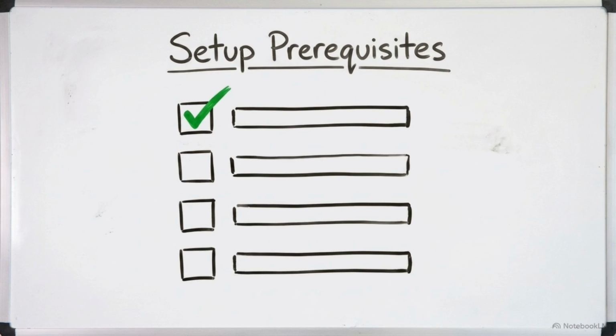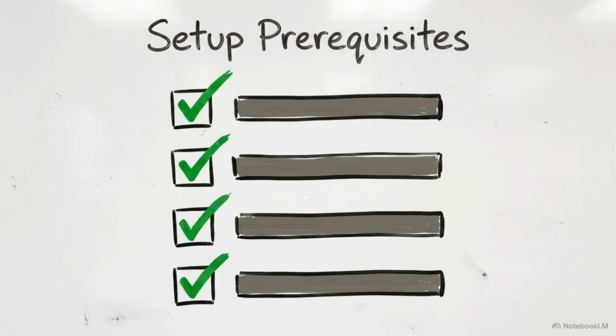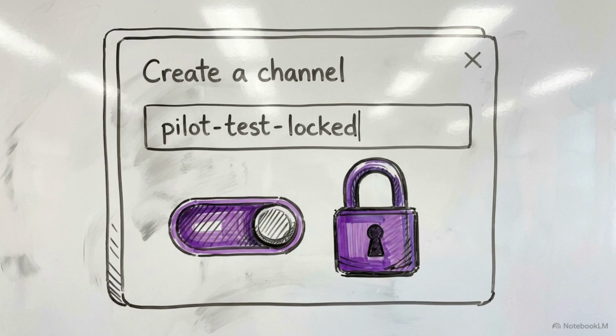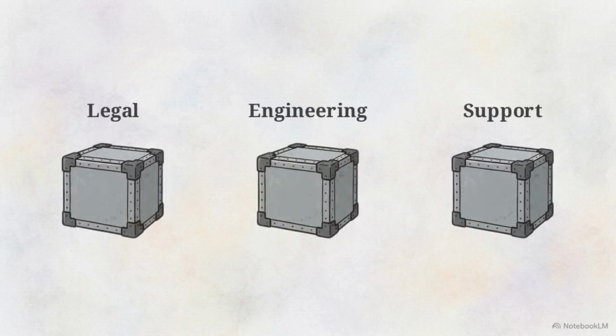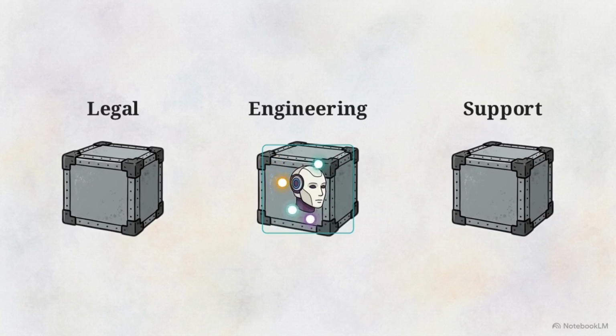Before we begin, you need 4 things in place. You must be on a Claude team or enterprise plan. You need owner status in Claude, admin rights in Slack, and dedicated service accounts for any external tools you plan to connect. We start with a private pilot channel for a very specific reason. An agent that reads every channel absorbs every conversation. A controlled test prevents context from bleeding across departments and keeps your wider organization's workflows running without disruption.